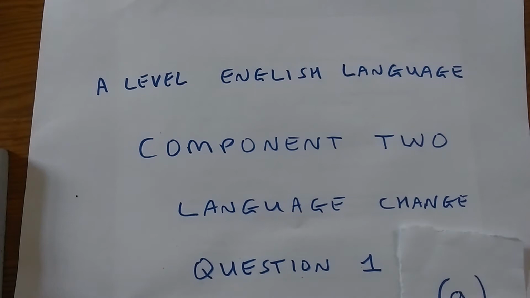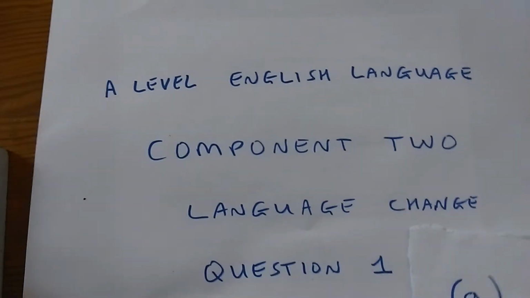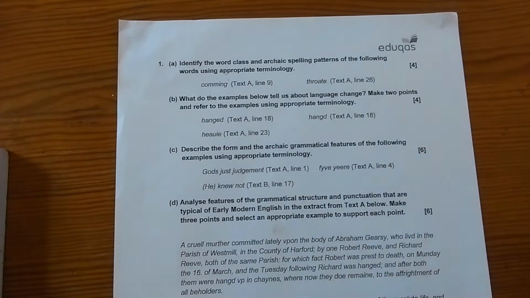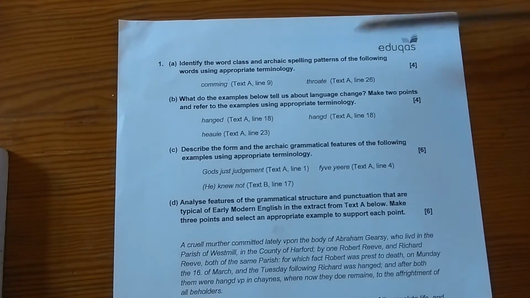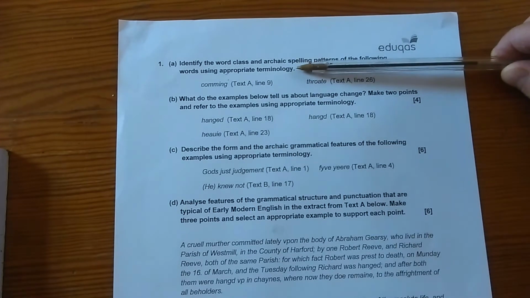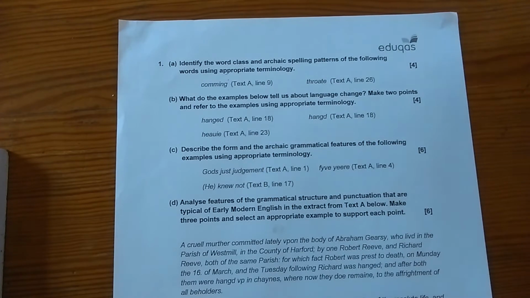The key thing in this question is that it is a question about spelling. And there are three things you need to do well in this question. As it says on the question paper, you need to identify the word class and the archaic spelling pattern, and you need to use appropriate terminology. This is a short answer question, so there's no extra marks for long waffly answers.